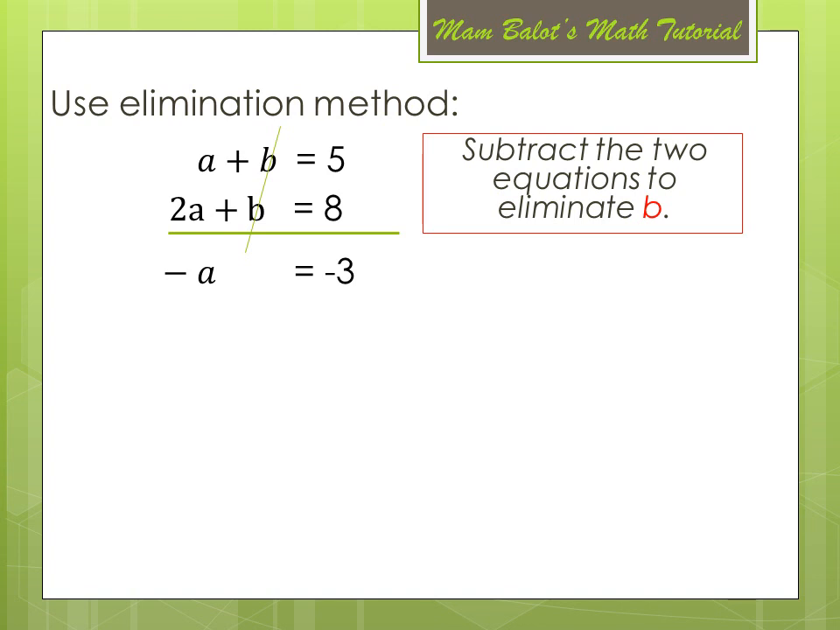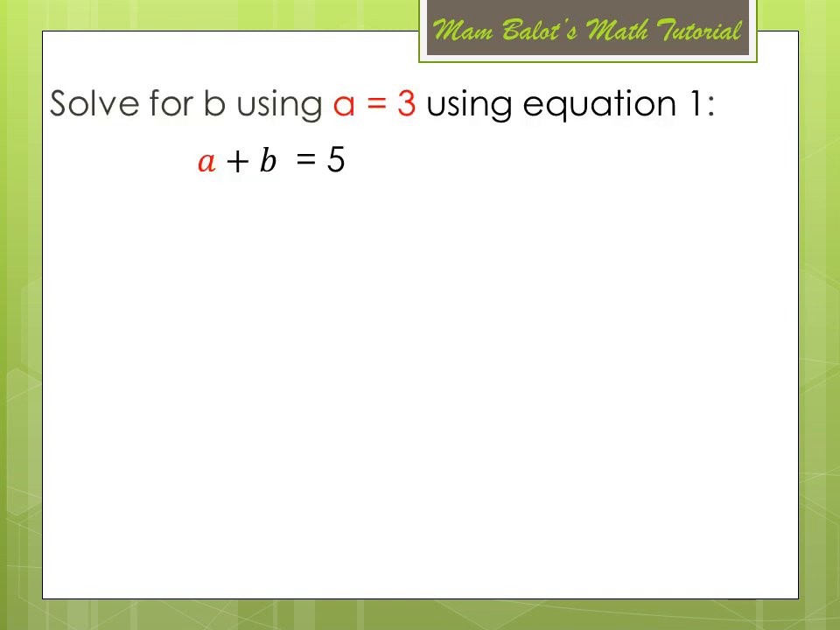Therefore, since we need to get the value of a, we will divide both sides of the equation by negative 1. So we get now a is equal to 3. Since we have already the value of a, we will now find the value of b by using a is equal to 3 and equation 1, which is a plus b is equal to 5. So we will just substitute 3 to a, so therefore we can have 3 plus b is equal to 5.